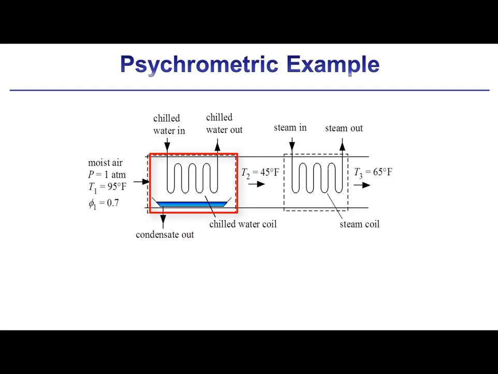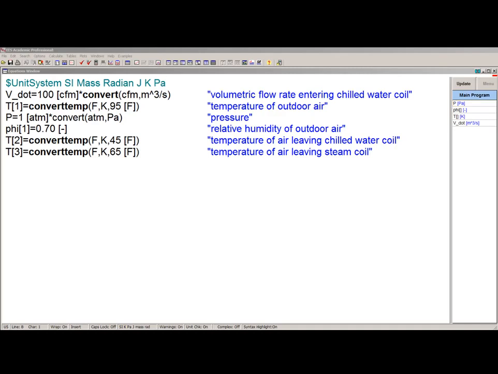The air exits the chilled water coil at a temperature of 45 degrees Fahrenheit, and then it passes over a steam coil in order to reheat it to a more comfortable temperature, and the air then exits the steam coil at state 3 here, which is 65 degrees Fahrenheit. So we'll solve this problem using EES, and it'll be made a lot easier by using the psychrometric property functions, which use the AirH2O fluid.